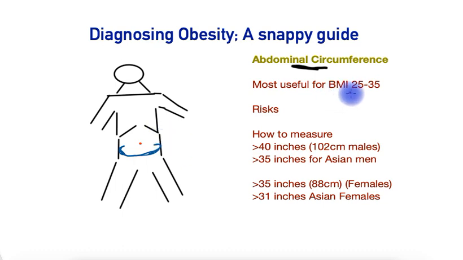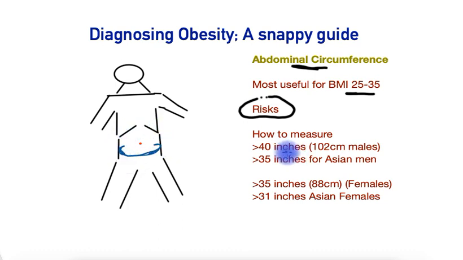This is most useful for patients who have a BMI of between 25 to 35, because for those with a BMI greater than 35, this is abnormal. And the reason is simple. This measures the central obesity or the visceral obesity, which is associated with high levels of risk for type 2 diabetes, hypertension, and their complications.